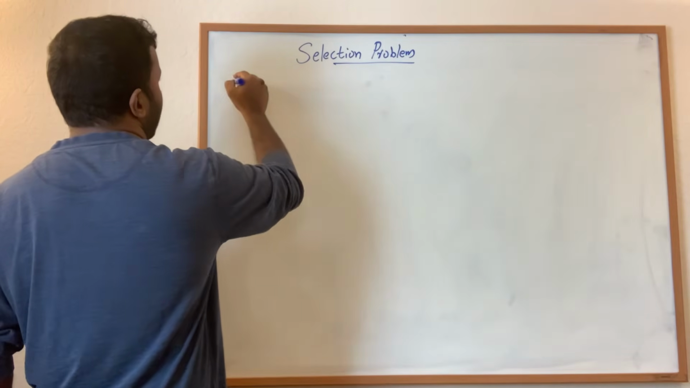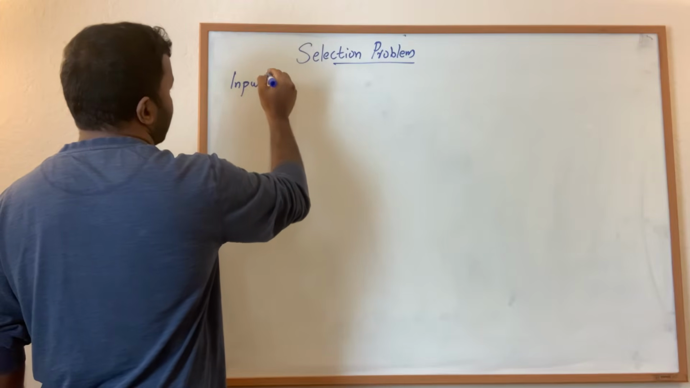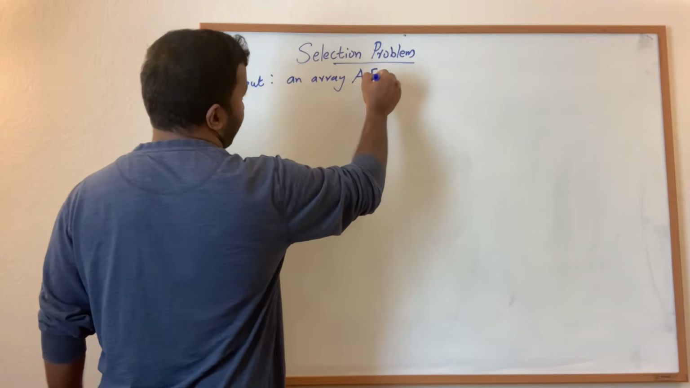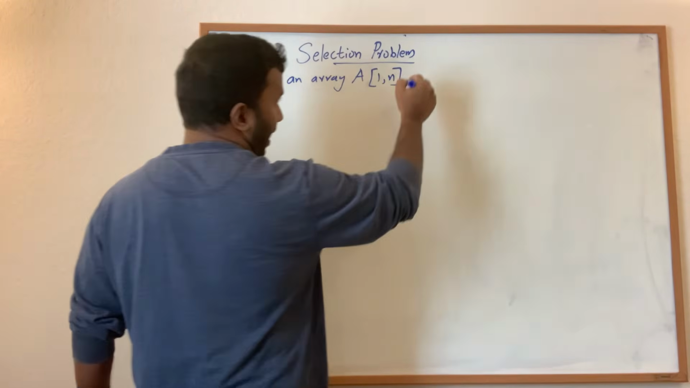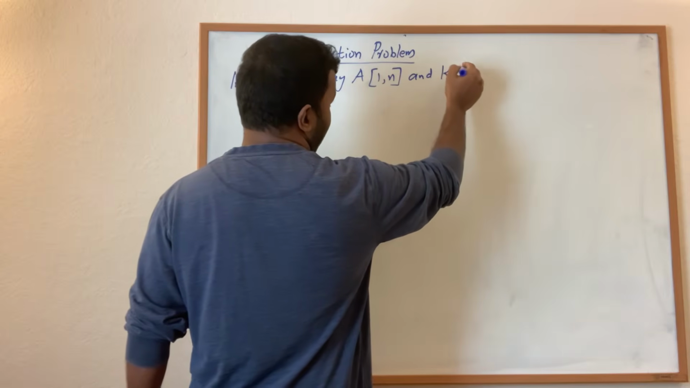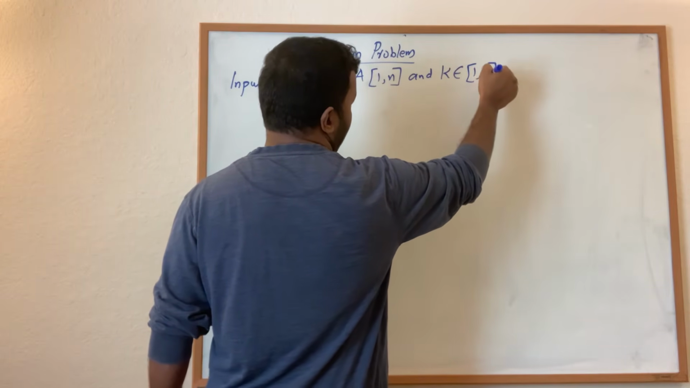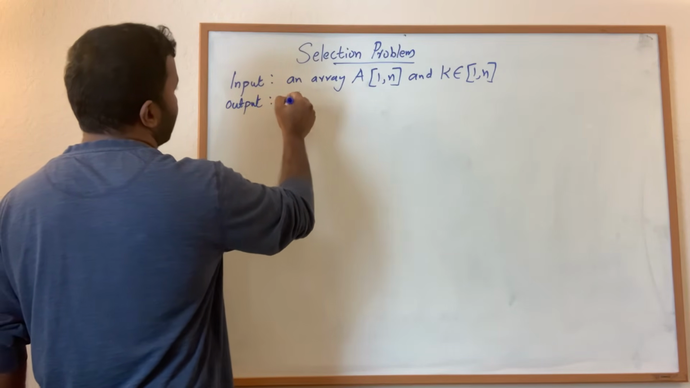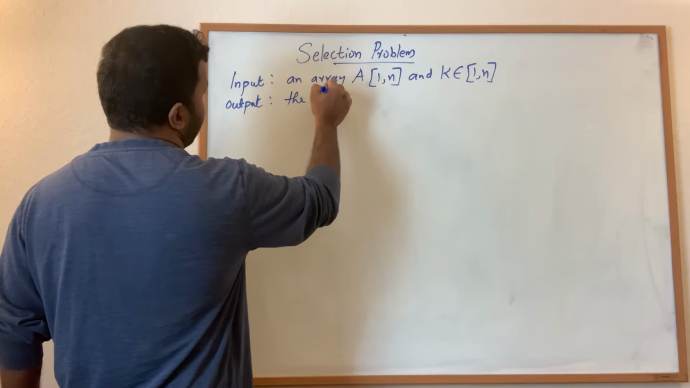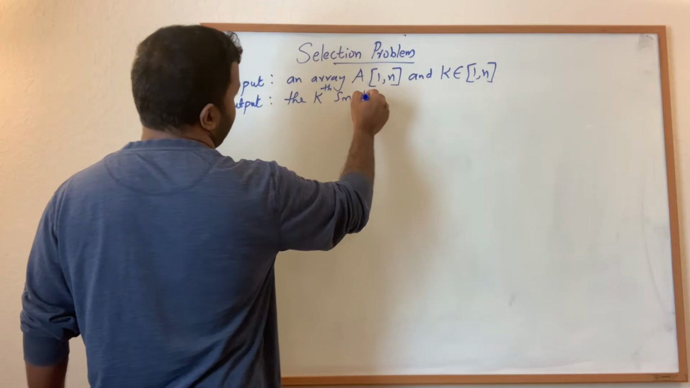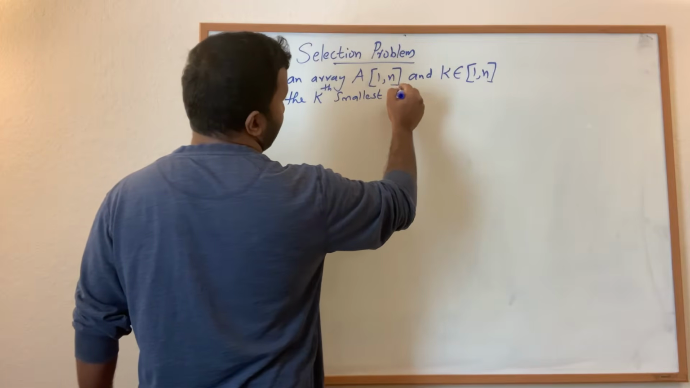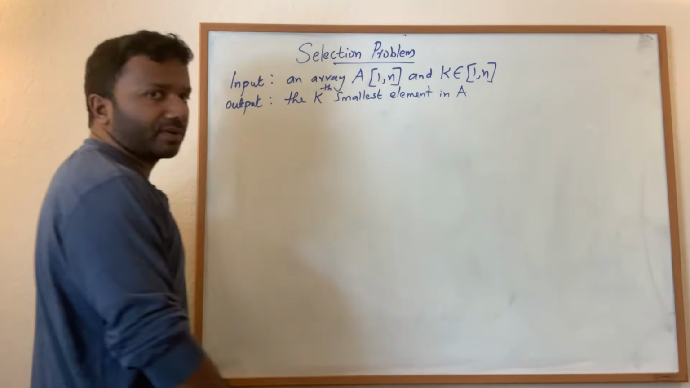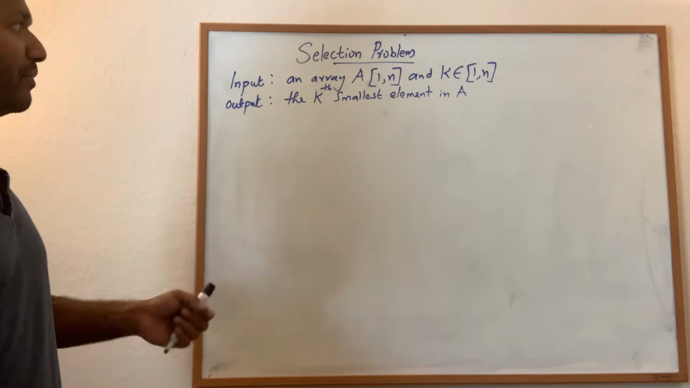Selection problem. Here the input is an array A of n numbers and an integer k between 1 and n, and the output should be the kth smallest element in A. So this is our task. Report the kth smallest element in A.